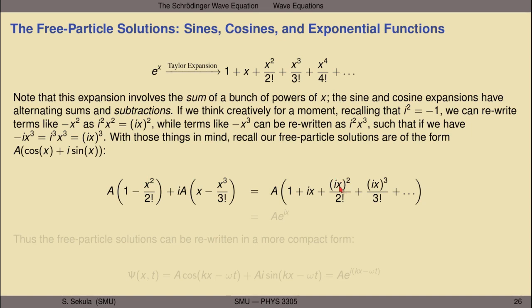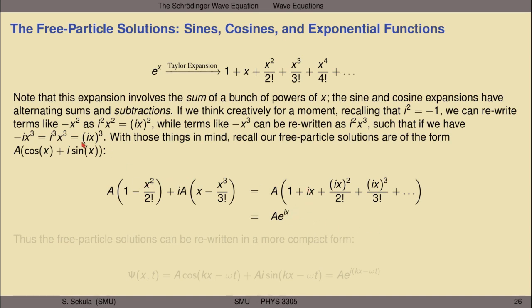And you'll notice what's happening. We're eating up the minus signs in algebra involving the number i. So we wind up with a positive sum of these terms: 1 plus ix plus (ix) all squared over 2 factorial plus (ix) all cubed over 3 factorial, etc., if we were keeping more terms in the Taylor expansion. This thing here can simply be rewritten as A times e to the ix.